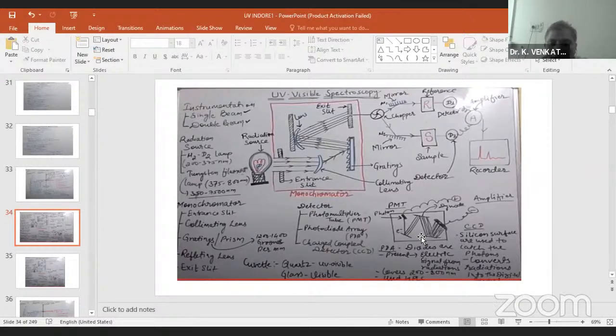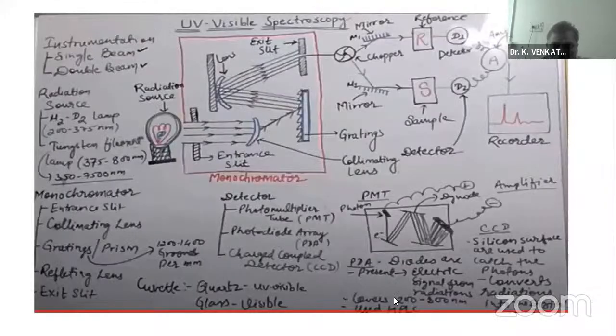Next, what is the photodiode array? The diode gives an electric signal from radiation. The range for this is 200 to 800 nanometers, and it is used for HPLC.